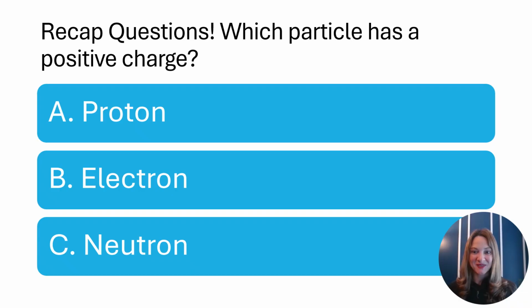All right, let's do some recap quiz questions. First one, which particle has a positive charge? Is it A, the proton, B, the electron, or C, the neutron? Ready? The answer is A, the proton. Protons have a positive charge, electrons have a negative charge, and neutrons are neutral, meaning they have no charge.